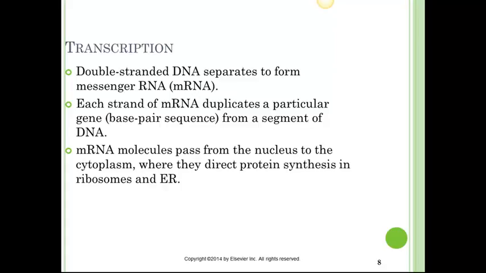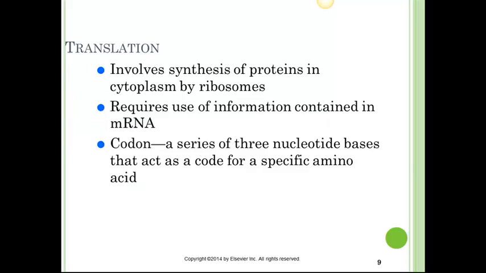Transcription is when double-stranded DNA is separated to form messenger RNA, mRNA. Each strand of mRNA duplicates a particular gene, base pair sequence, from a segment of the DNA. mRNA molecules pass from the nucleus to the cytoplasm, where they direct protein synthesis in ribosomes, or the ER. Translation involves synthesis of proteins in the cytoplasm by ribosomes and requires the use of information contained in mRNA. A codon is a series of 3 nucleotide bases that act as a code for a specific amino acid.